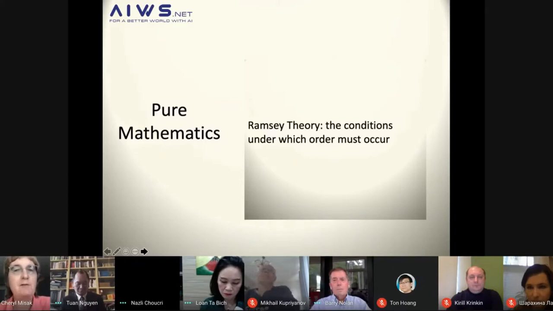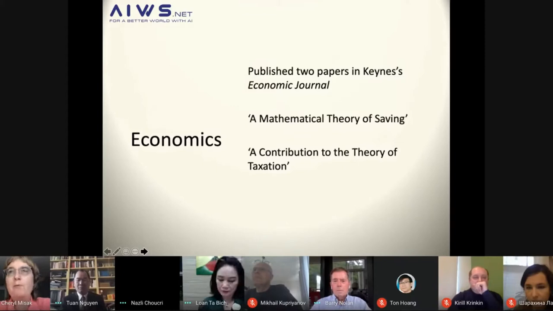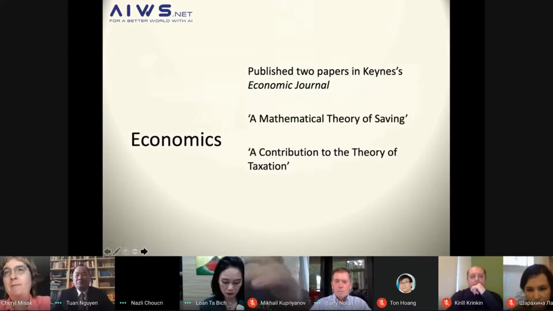In economics, he published two papers. Both were in Keynes's journal, the Economic Journal, and one was titled A Mathematical Theory of Saving. It was about how much a nation or a society should save for the future. And in that paper, Ramsey founded the discipline of optimal saving theory, and he argued, and this is actually something that is very pressing today, that one mustn't discount the utility of future generations.